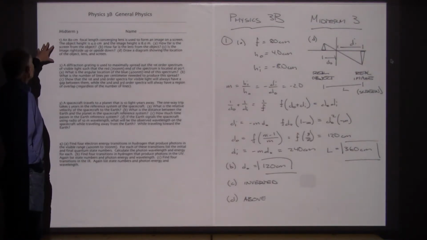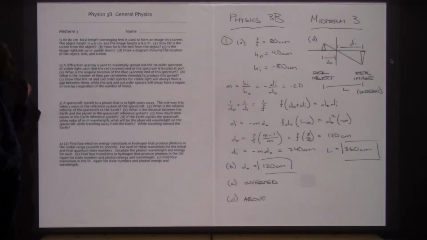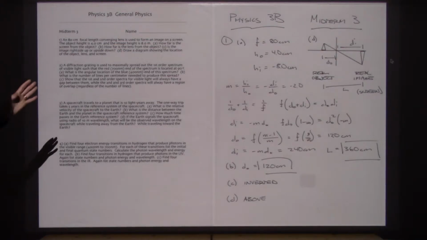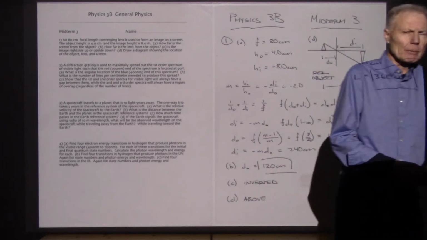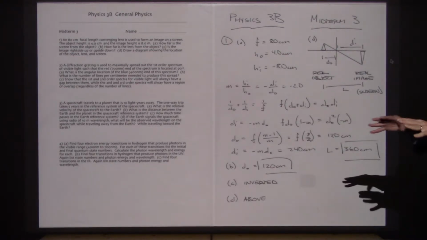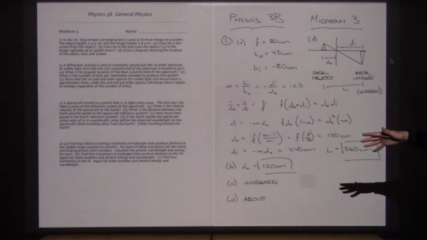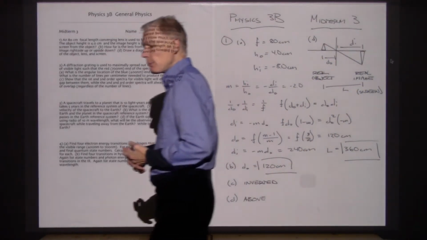So, the first problem here says that we have a lens. The lens has a focal length of 80 centimeters, so this seems pretty representative of what we've been looking at in class. Again, physics 3A and 3B, but 3B even more so. We're looking at a lot of different aspects of physics, trying to build that foundational understanding of a wide range of topics.